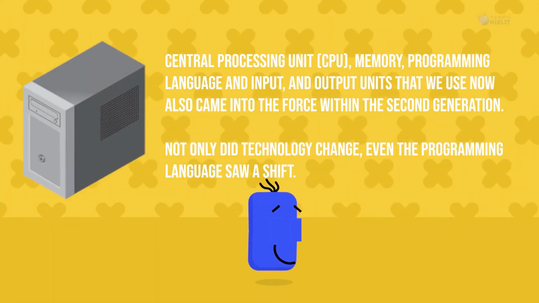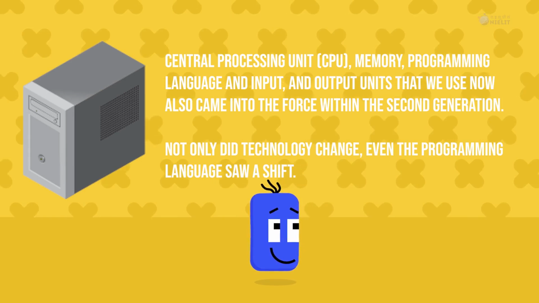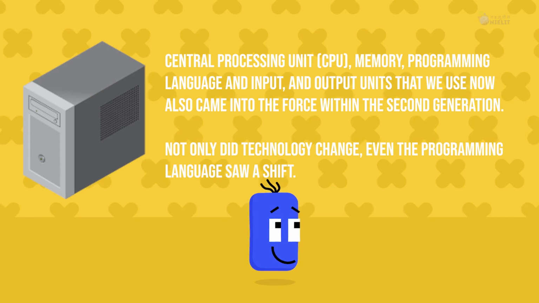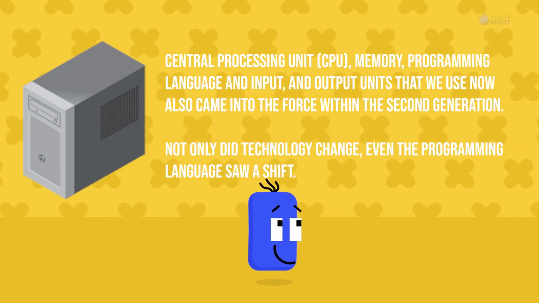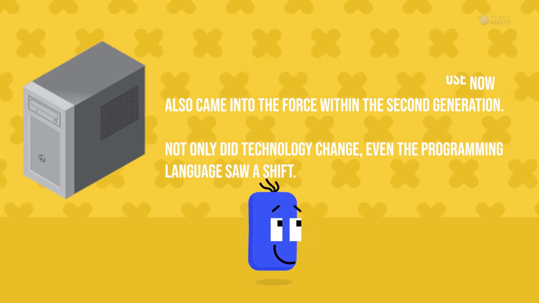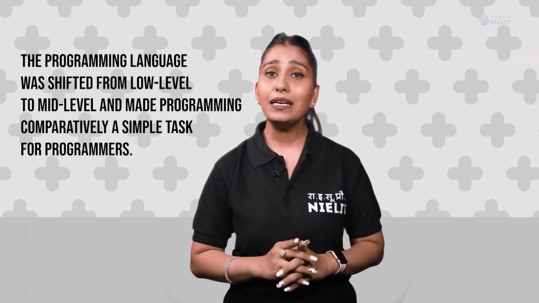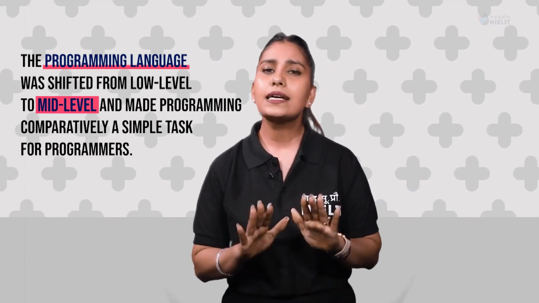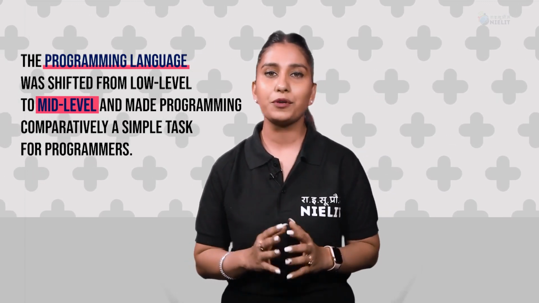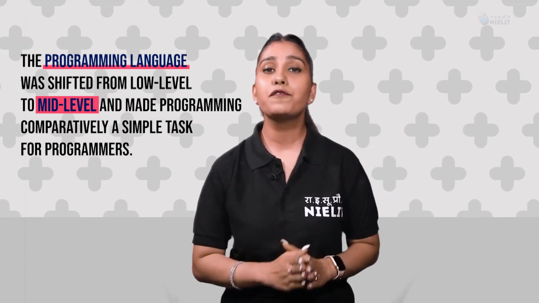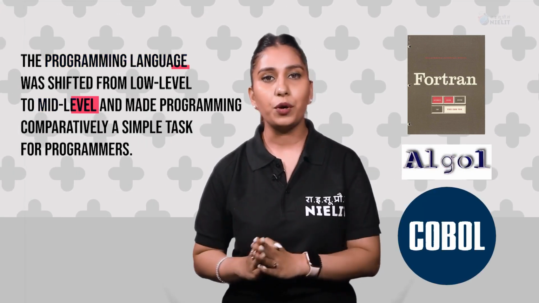Now, a fun fact: the Central Processing Unit (CPU), memory, programming language, and input and output units that we use nowadays also came into force within the second generation only. Not only did technology change, even the programming language saw a shift. The programming language was shifted from low level to mid level and made programming comparatively a simple task for programmers. Languages used for programming during this era were Fortran, Algol, and COBOL.